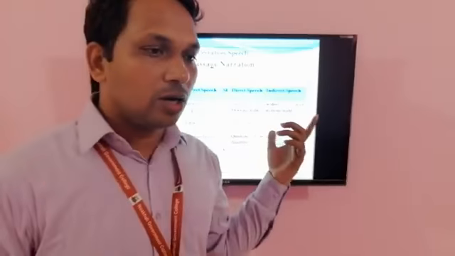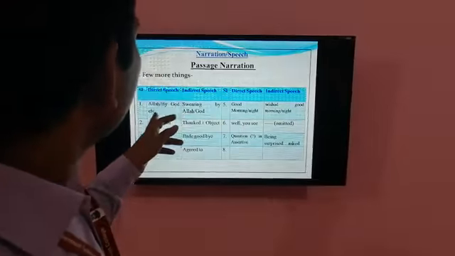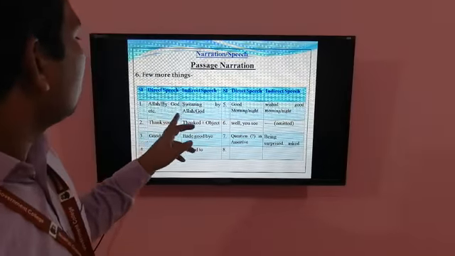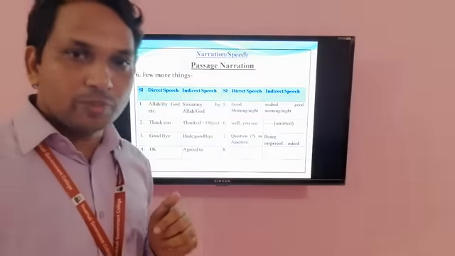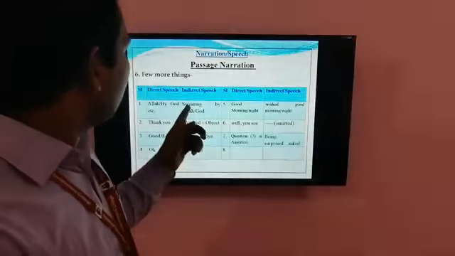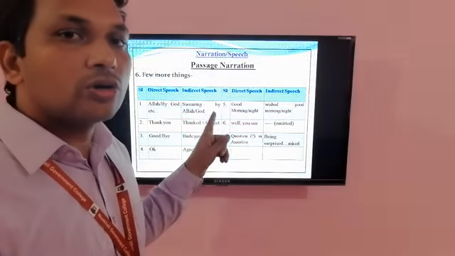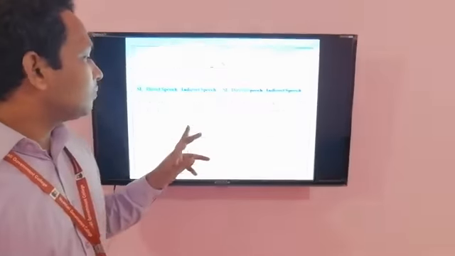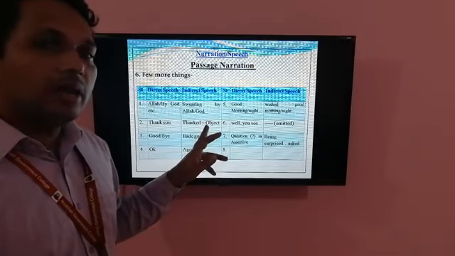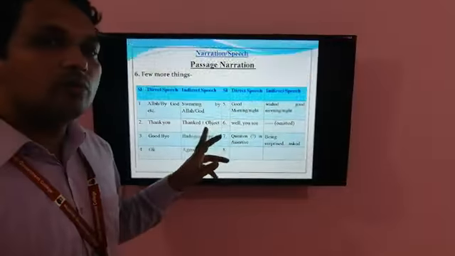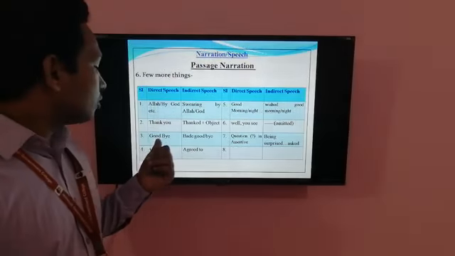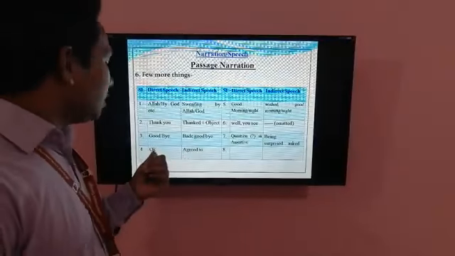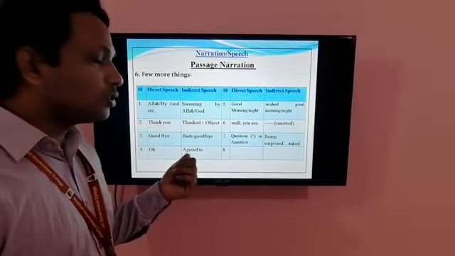Anyway, a few more things of which you have to be aware. If you come across expressions like "by Allah" or "by God" in your direct speech, you have to use "swearing by Allah or God." For "thank you," you have to use "thanked," and this "thanked" will be followed by an object. For "goodbye," you have to use "bade goodbye." And if you come across "okay," you have to use "agreed to."